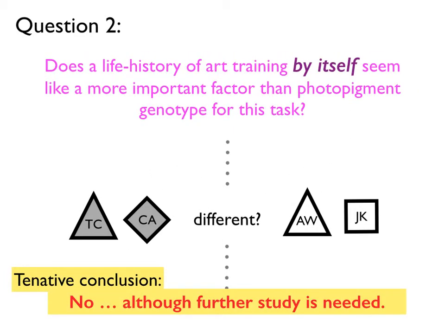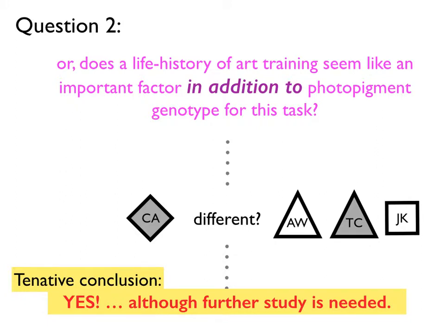The second question we asked was, does a life history of art training by itself seem like an important factor that is more important than photopigment genotype for this task? And the answer to this question, given this preliminary data, is no, it does not seem that art training alone can distinguish two subjects' isoluminant settings from a set of subjects that do not have art training. So further study is needed for this question as well.